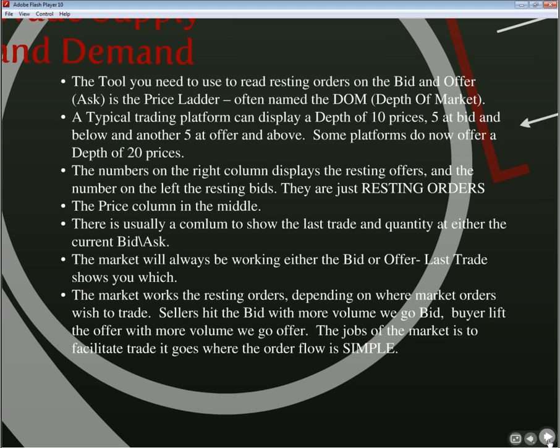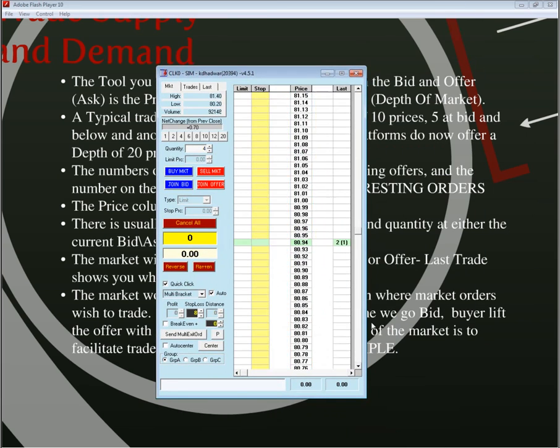Now, the price column is usually in the middle. Let me just show you a dome here quickly so you guys can see this. This is crude oil.